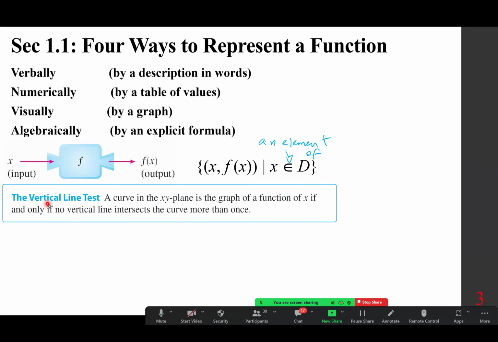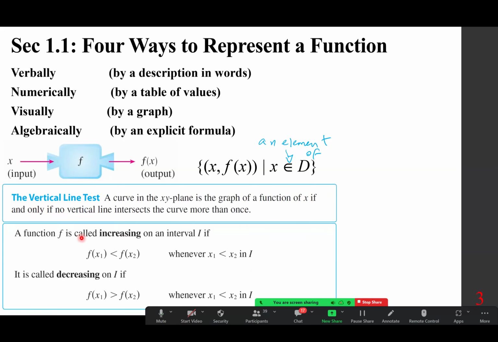The vertical line test. A curve in the xy plane is the graph of a function of x if and only if no vertical line intersects the curve more than once. In other words, the x coordinates cannot repeat.